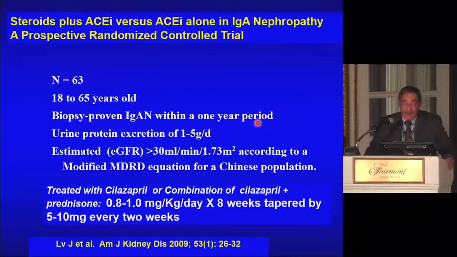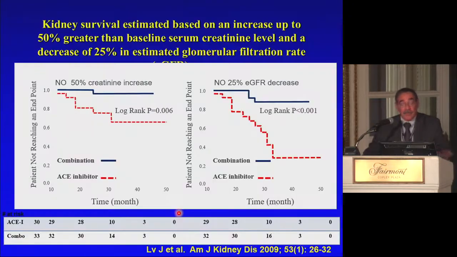Second study from China, from Peking No. 1 Hospital. 63 patients here, biopsy-proven IgA, significant proteinuria, and relatively preserved GFR. Everybody got an ACE inhibitor, cilazapril. Half of them got steroids, again tapered down over 6 months. So let's look at the results here. Not having a 50% increase in serum creatinine.